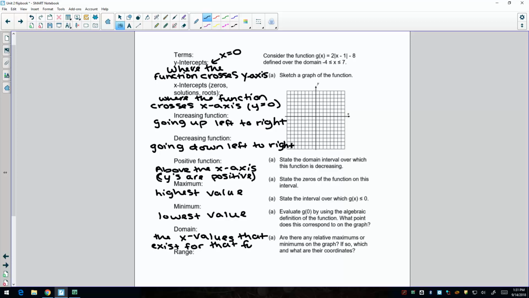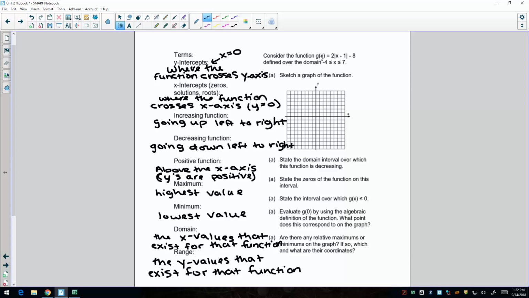And then the range is the same thing except it's the y's. So that is the y values that exist. And that will be different for every function. Sometimes, again, it's negative infinity to infinity. You will get every output you could imagine. But more often than not, the range is not negative infinity to infinity, whereas the domain probably will be.